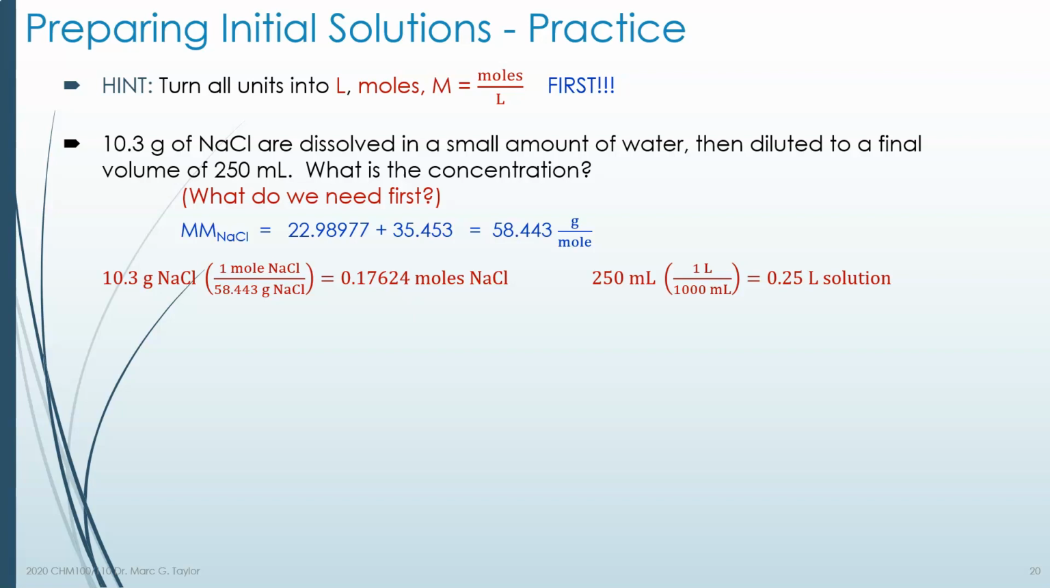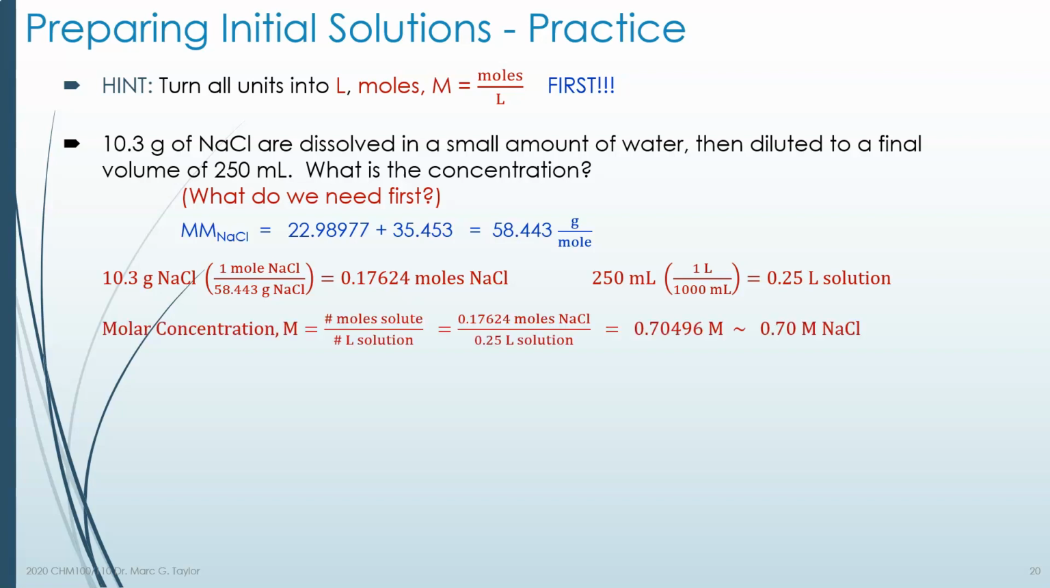And we know our volume. We convert our 250 mils to 0.25 liters. If you're not used to doing that directly by looking at the value, you can always convert it using 1 liter divided by 1,000 milliliters. That's your conversion factor to get 0.25 liters of solution. So now we know the number of moles, we know the number of liters, we divide the moles by the liters, and we get 0.70496 molar, or moles per liter, which we round to 0.70 molar sodium chloride.